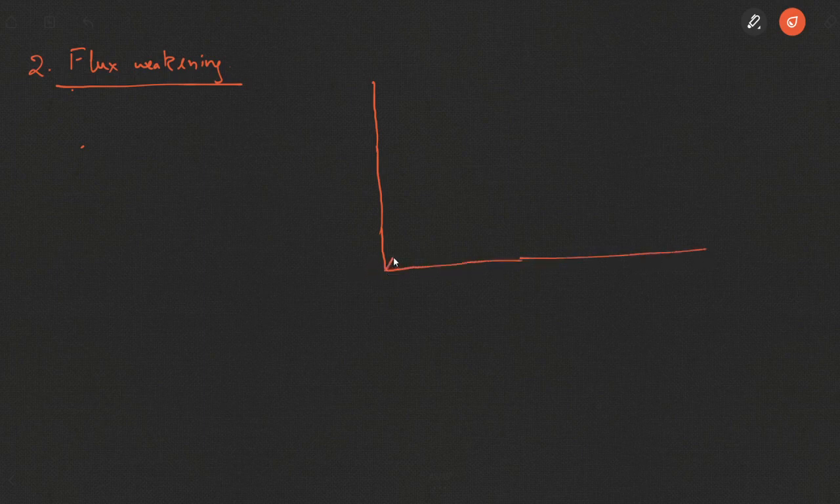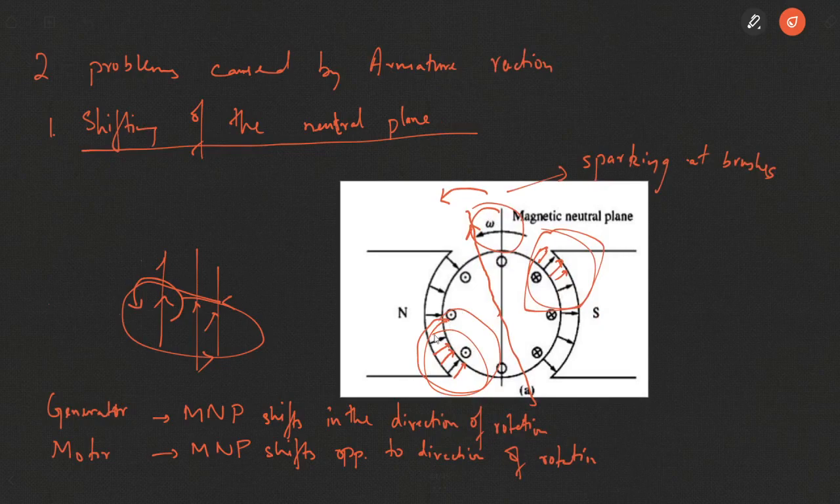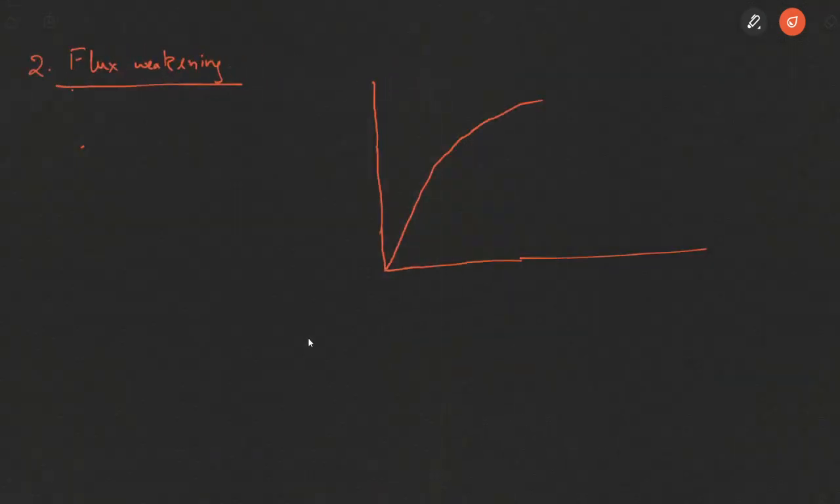The machines tend to operate near the saturation region. There, the flux is added by the armature. As we have seen, at this end the flux gets added, and at this end the flux gets subtracted from the main flux. But the increase in flux is less as compared to the decrease in flux.